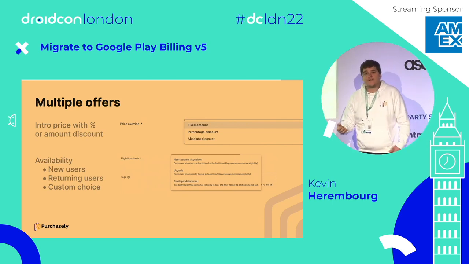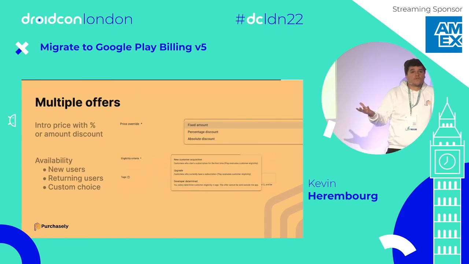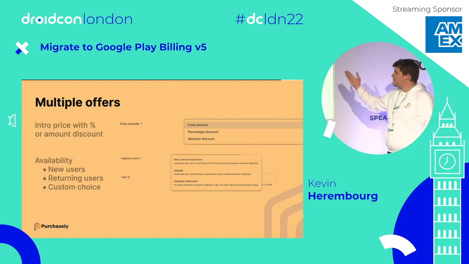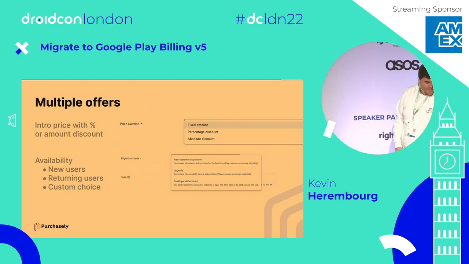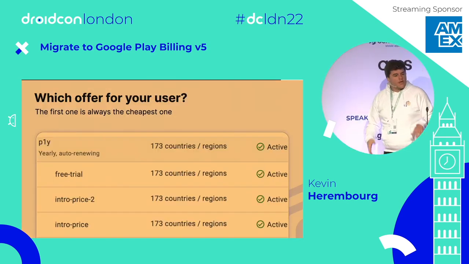So if you wanted to provide a free trial to some users, for random users that you are choosing, you could not do that. With Google Play Billing v5, at least you can do it.